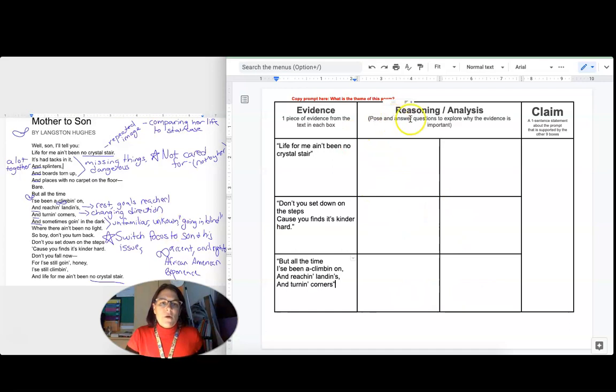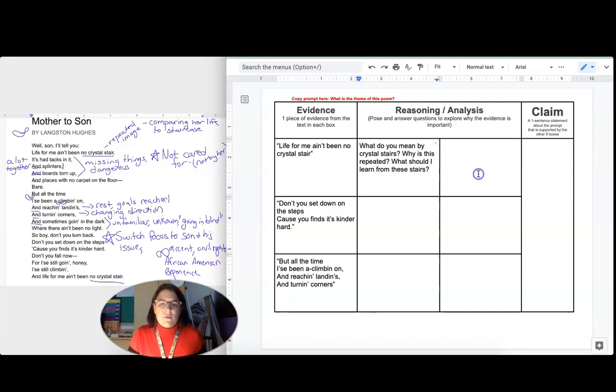Now up here we say pose and answer questions to explore why the evidence is important. So I'm going to ask myself some questions and answer them. So: life for me ain't been no crystal stair. Some questions I might have could be, what do you mean by crystal stairs? I could also notice, why is this repeated? What should I notice, or since we're looking for theme, what should I learn from these stairs?